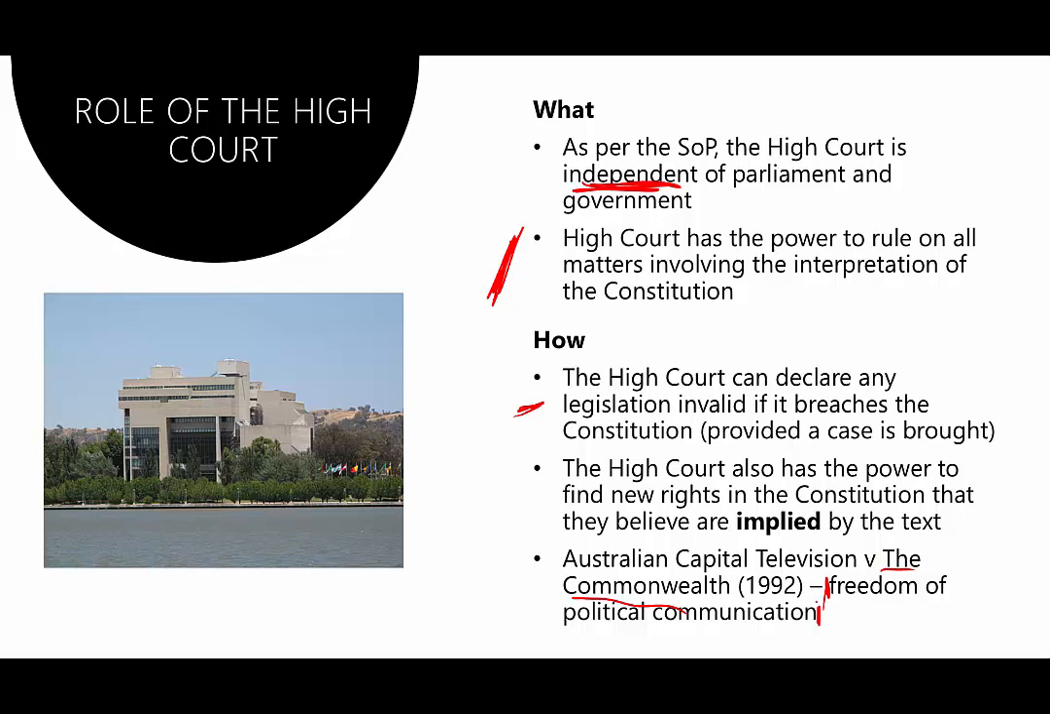And the High Court agreed, and they said the Constitution, in allowing for the Senate and the House of Reps to be directly chosen by the people, the founders of the Constitution were implying there that political communication should be free. And as a result, no law can be passed that breaches this. So that's, again, how the High Court can step in, in that they can not only rule on current rights, they can find new rights that then exist in perpetuity.